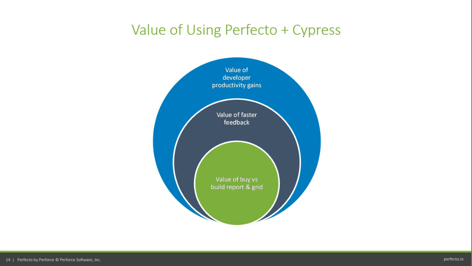Now in here, you'll see there's first of all, the green bubble, which is comparing the value of doing a DIY lab and reporting framework versus consuming it as a service with Perfecto. Now the second bubble is really comparing the value of having a faster feedback loop. And the last bubble in here in light blue is really the value of developer productivity gain. So what can we do for a developer if we give you a lot more time back by having a lot faster feedback? And we've done case studies. We work with all our customers to define what this looks like.